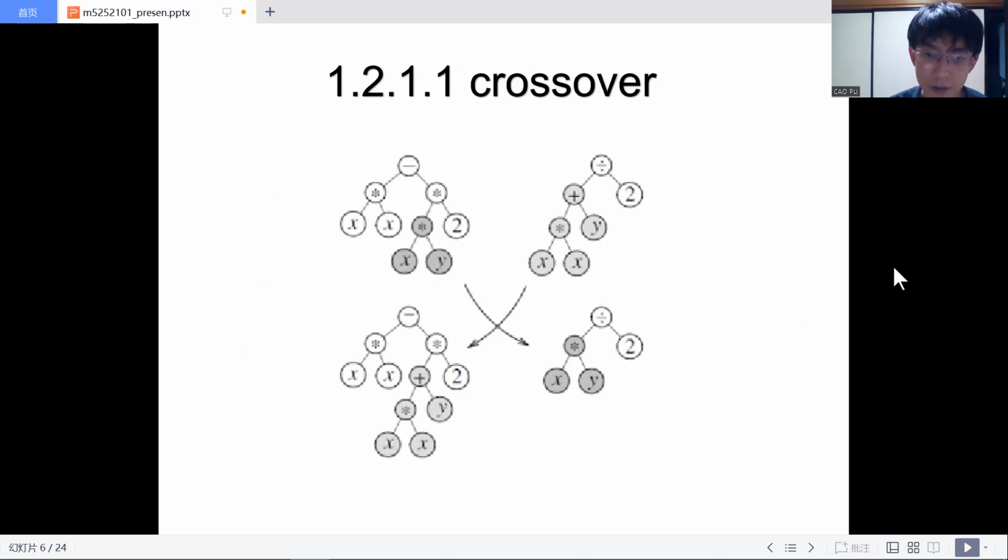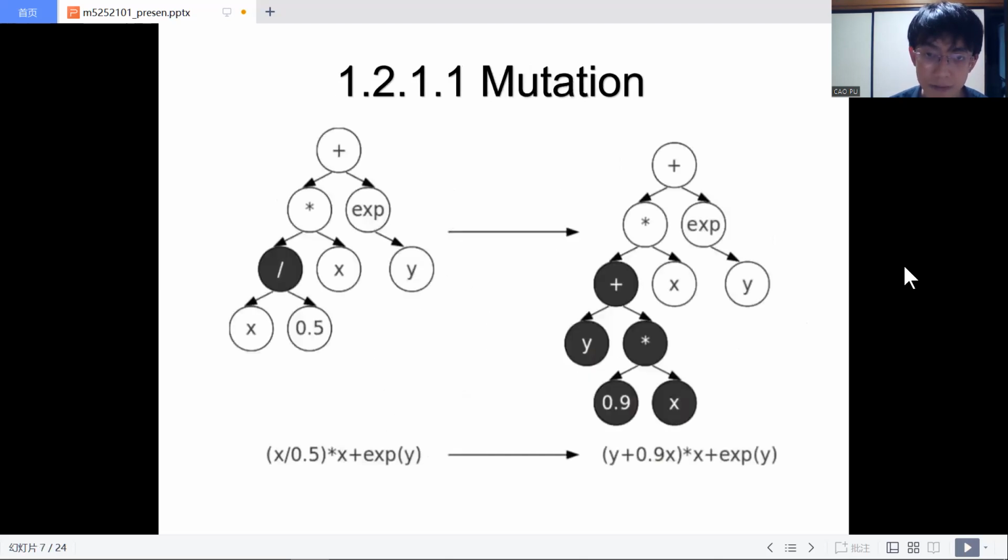Okay, so this is how tree-based genetic programming does the crossover operation. And here is how GP does the mutation. Basically, the idea is very simple: first you do a random search to pick a random node, then generate a new node to replace it in the same place.